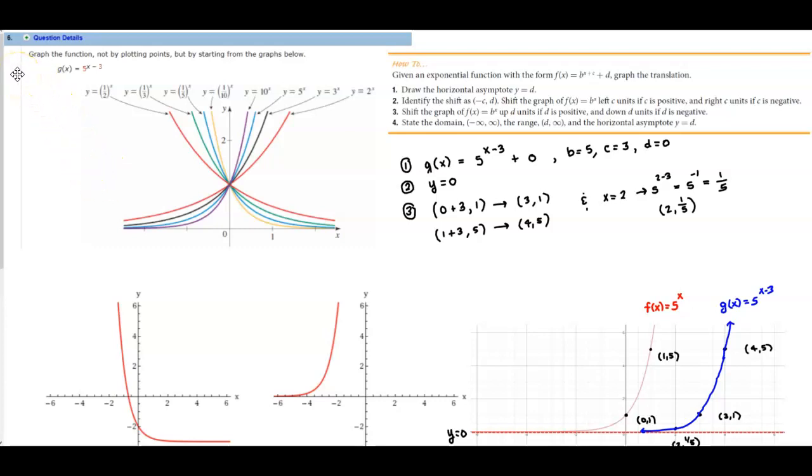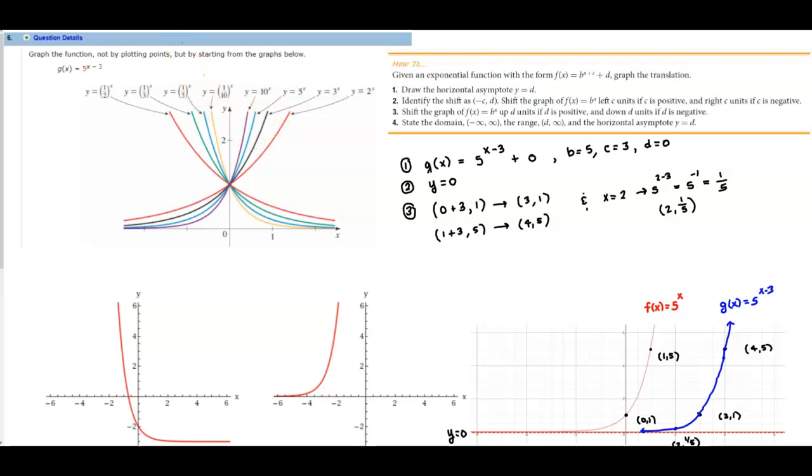Okay, section 6.2, question number 6. We want to graph the function not by plotting points, but by starting from the graphs below. So we have a function g of x which is equal to 5 to the x minus 3. So we have to decide, okay, which graph are we going to look at? Well, we need to look at the one that would be the parent function for this.